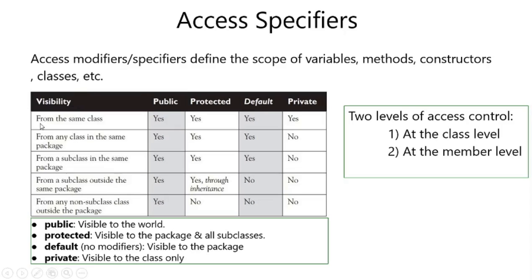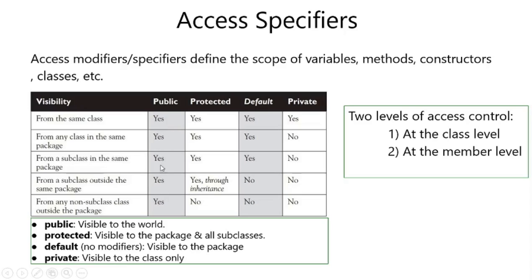So if visibility is from the same class, that means what? If you are declaring any member in the class which is public, then from the same class it is accessible, hence here yes is given. Then from any class in the same package, that means if you are trying to access that member from any other class in the same package, then also it will be accessible, hence here yes is given.